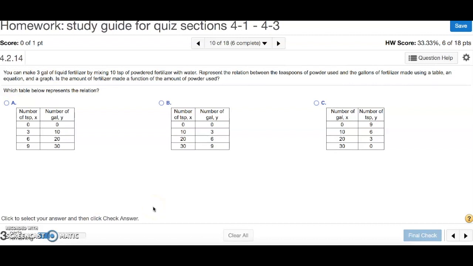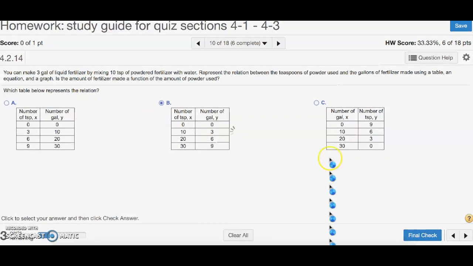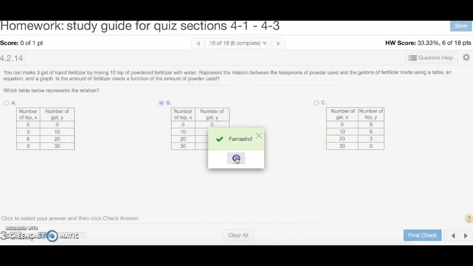Now the number of teaspoons is going to be X, and the number of gallons is going to be Y. Now, the number of gallons we make depends on the number of teaspoons we put in. So X, the number of teaspoons, is the independent variable, and the Y is the dependent variable. Looking at our table, we know 10 teaspoons for 3 gallons is going to be 10 for X and 3 for Y. The only one that shows that is B. So that's going to be our table.